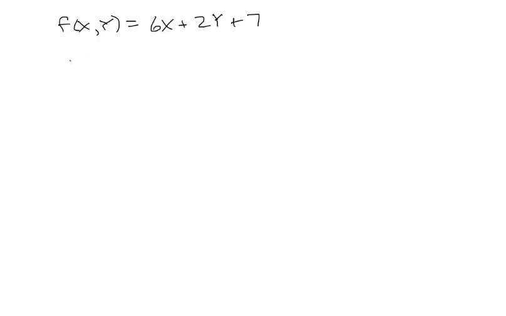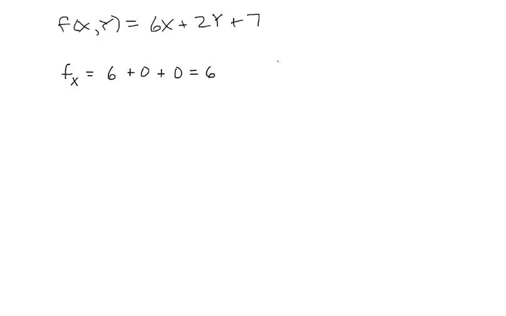So when we do f with respect to x, the derivative of 6x is 6. Now remember, y is a constant, so when we take the derivative of 2y, it's like taking the derivative of a constant, so it's plus 0. And then 7 is a constant, and it's also 0. So f with respect to x is equal to 6.